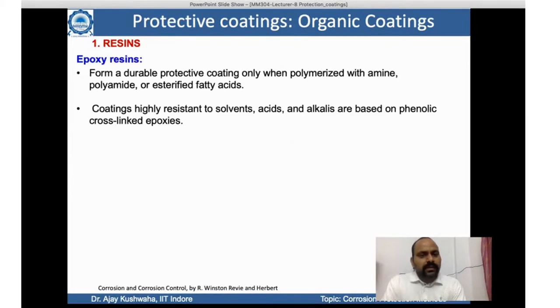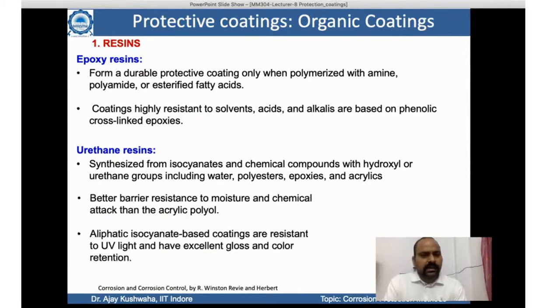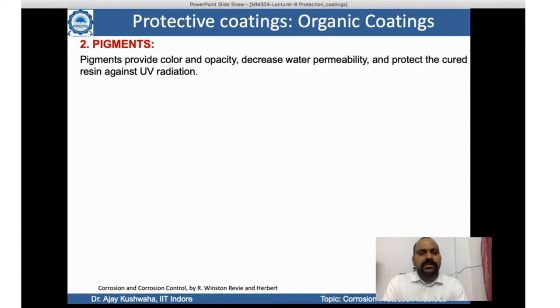Next one is epoxy resin base or urethane resin base, synthesized from isocyanates and a chemical compound with hydroxyl or urethane group including water, polyester, epoxy and acrylic. So maybe the polyester resin base. So a variety of different resins are there, and based on the resin the property of organic coating will be different. Similarly, the second point is the pigment.